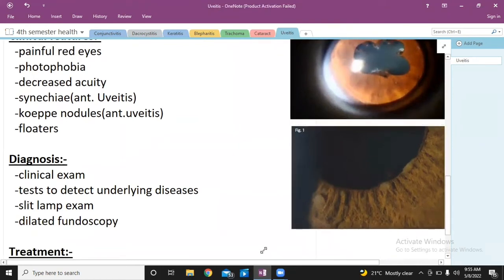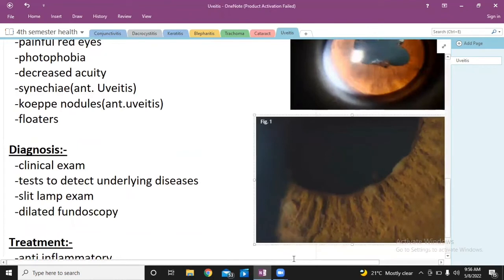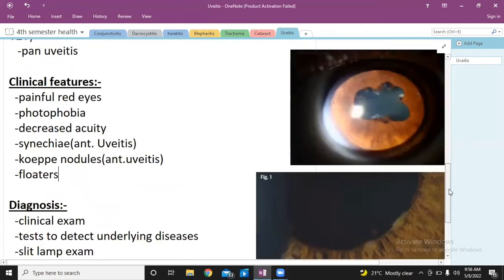You can see in this picture that the boundaries are not regular. They have been disturbed, and they are irregular boundaries. So this is also a sign of anterior uveitis. So these are all the things. Patient may complain about floaters. Patient may feel like things are floating in front of the eyes. So these are all the common conditions the patient may feel in uveitis.